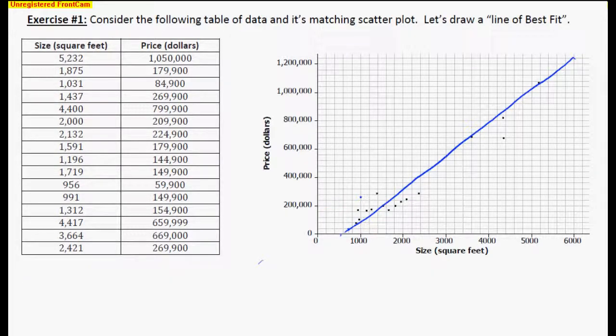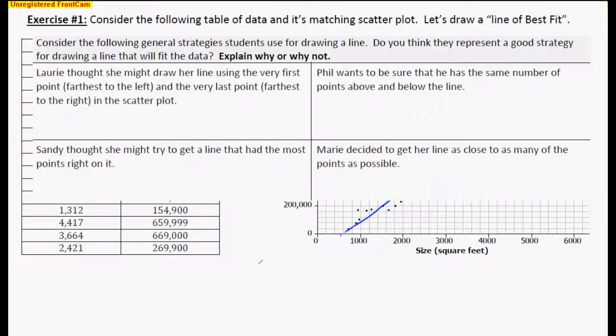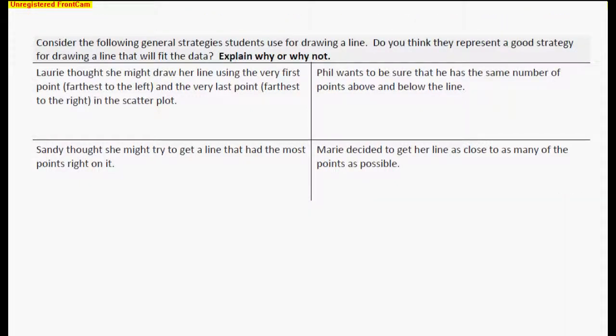Let's take a look at the other questions we have here. Oh, that was it. All right. Let me turn that one off. And let's go right into this next little set here.